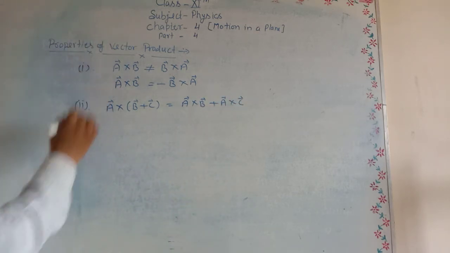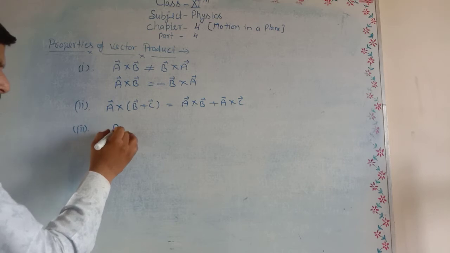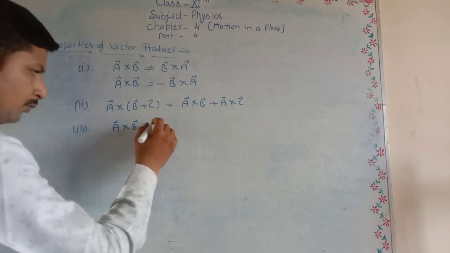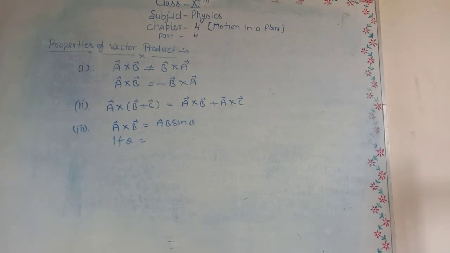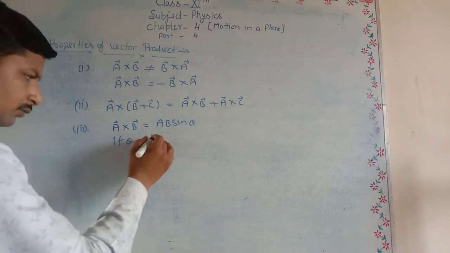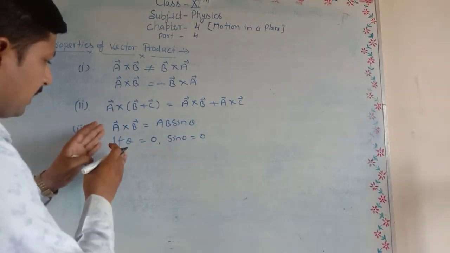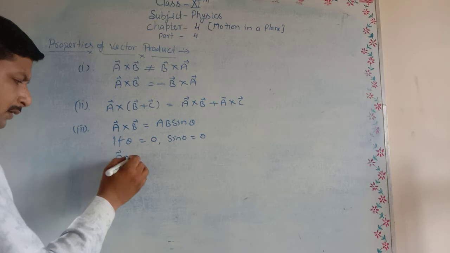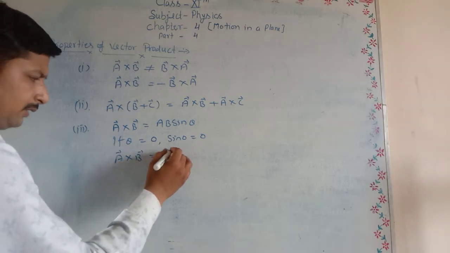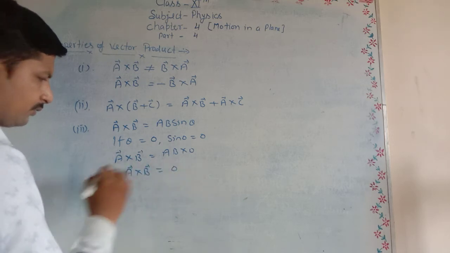Third property of the vector product: A cross B is equal to AB sin theta. If theta is equal to 0, then the value of sin 0 is equal to 0. The vectors A and B are parallel to each other, so theta between them is 0, then A cross B is equal to AB into 0, A cross B equal to 0.